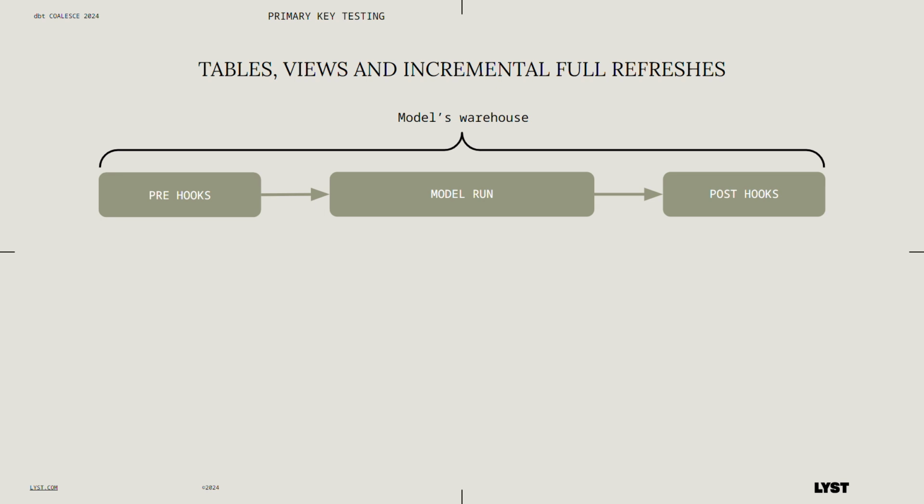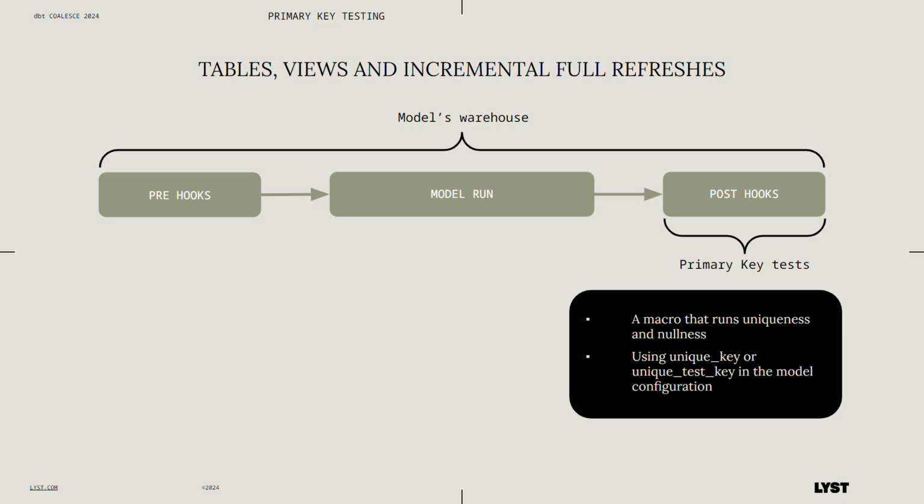So firstly, talking about tables, views, and when incremental models run as full refreshes. In these cases, it would be okay if the table was polluted, as they often don't take long to run, if we do need to rebuild them. So we needed to create a solution where the model's warehouse was used.